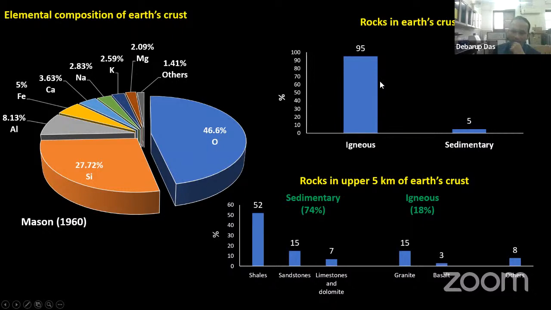In the entire earth's crust, igneous rocks are most dominant. And as an element, oxygen is the most dominant, then silicon, as these two form around 75%. So most of the rocks and minerals are made up of silicates. As silicon and oxygen are the most abundant and make around 75% of the earth's crust, the minerals and rocks that we find are mostly made up of silicates, made up of SiO4 tetrahedra.